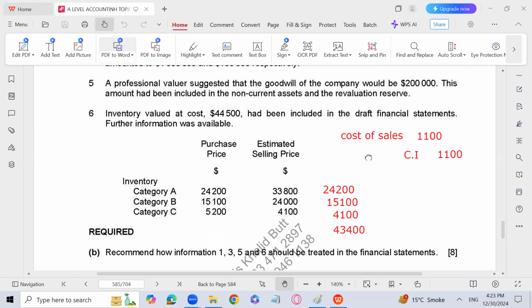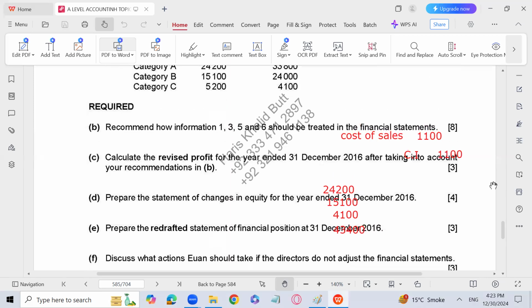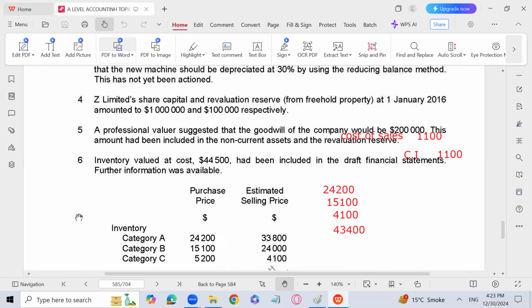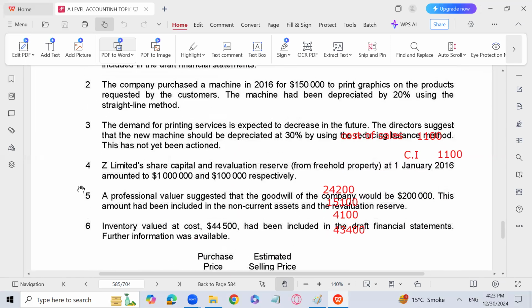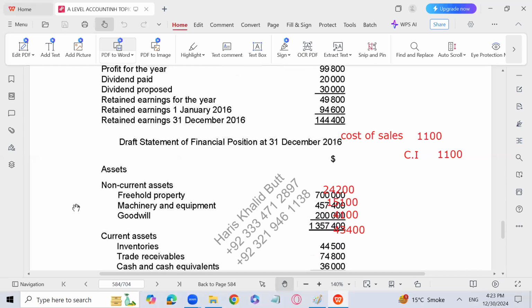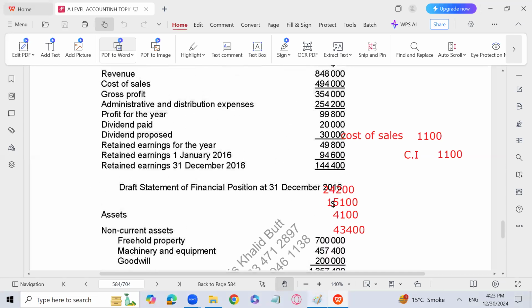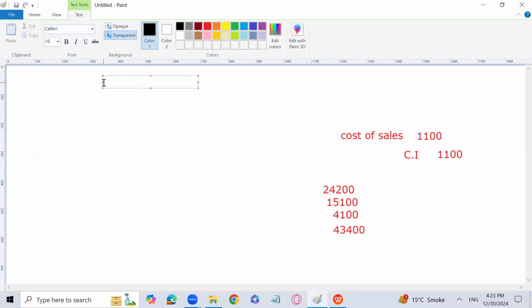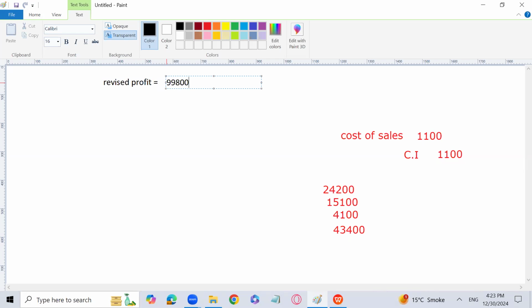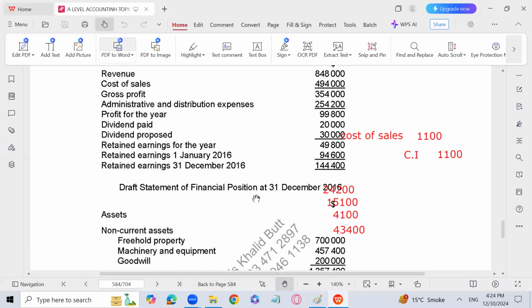So let's move forward. Calculate the revised profit for the year ended after taking into account your recommendation in B. So whatever you have done in the recommendation in B, you are supposed to go for the revised profit. But we have to see the profit for the year first, where it is. So the profit for the year is 99,800, right here. Rather, I will write revised profit, that is 99,800, right?